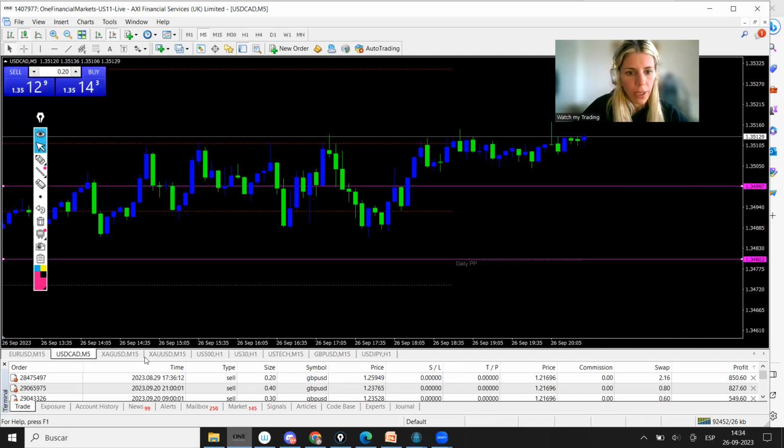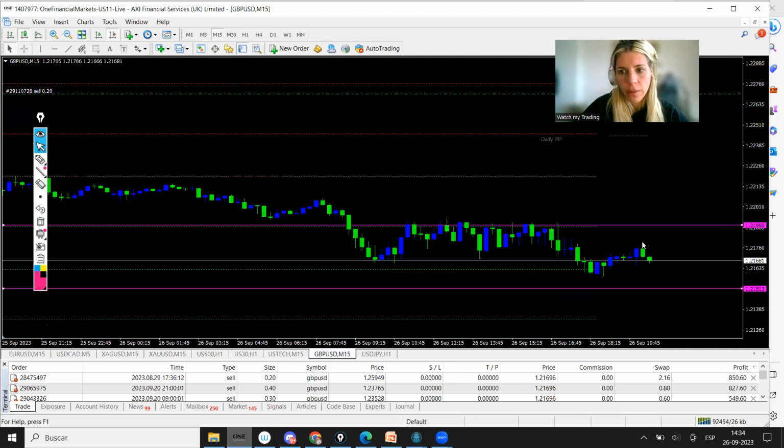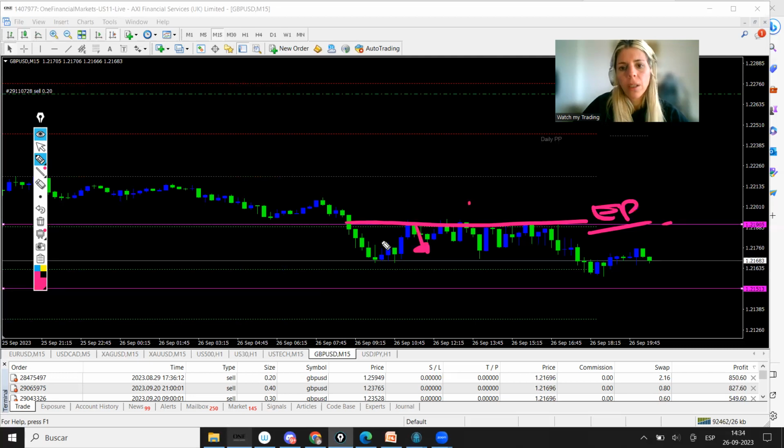Okay, if I can give you another example, the pound dollar, equilibrium price, 21.90. 21.90, nobody moves anything. Equilibrium price. Below it, all sellers. Above it, all buyers. So today, it was all the time below 21.90. So only shorts for today.